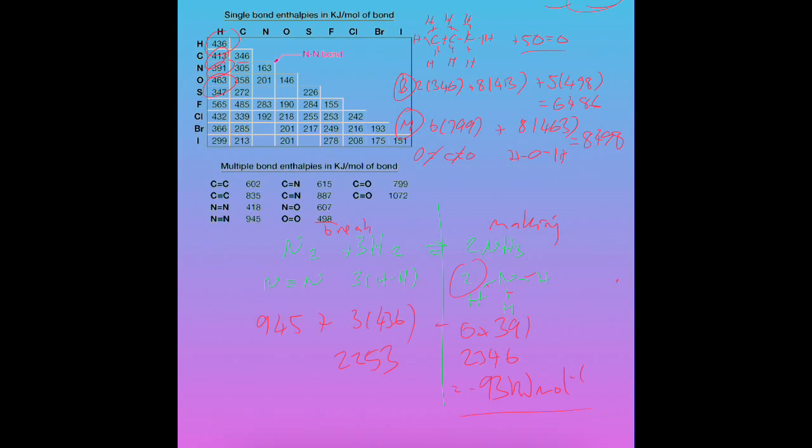So what should I do? 6486 take away 8498 equals minus 2012 kilojoules per mole. Breaking, take, making.